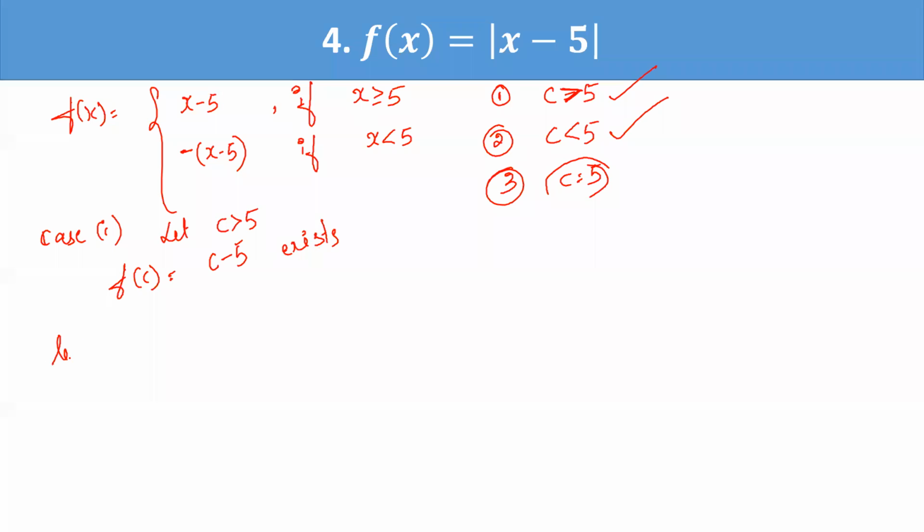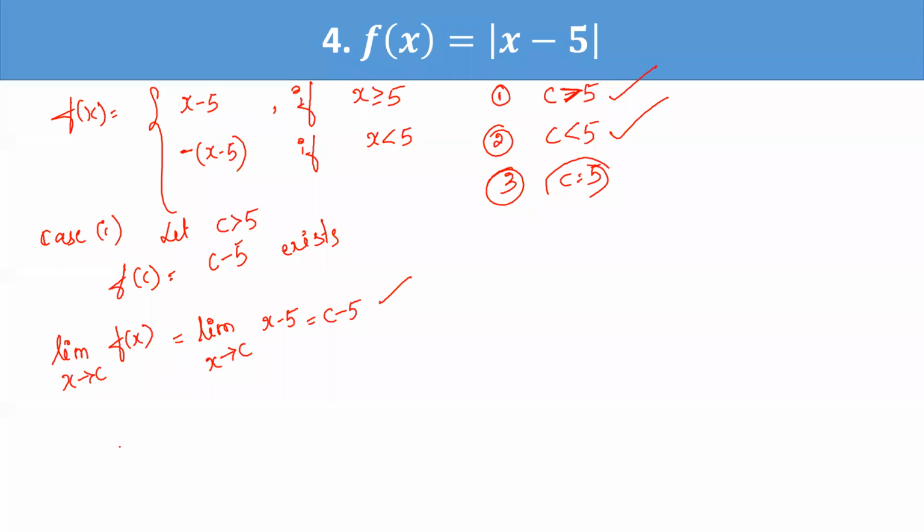Okay, so second thing, you have to check for the limit. Limit of f of x as x tends to c exists or not. If c is greater than 5, f of x is nothing but x minus 5, correct? Substitute that definition of the function. So it is x minus 5 as x tends to c, which is c minus 5. So you can see clearly it also exists.